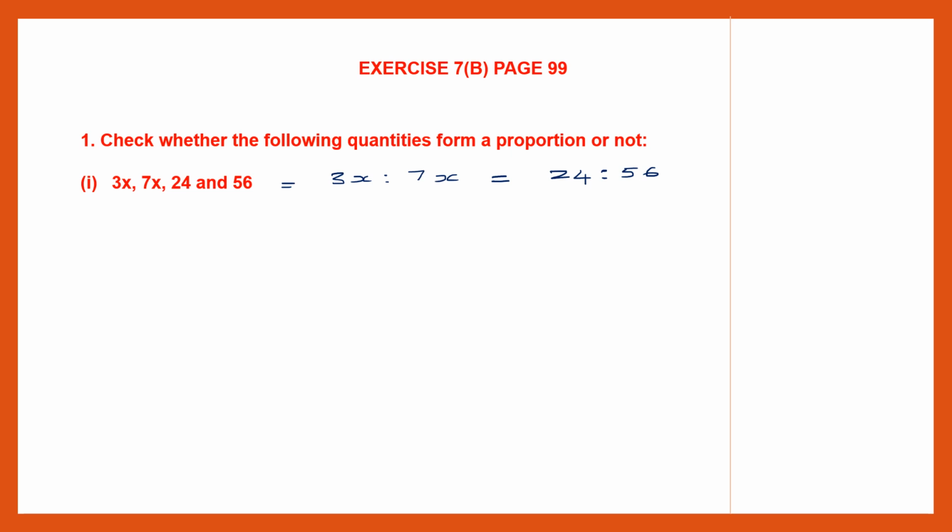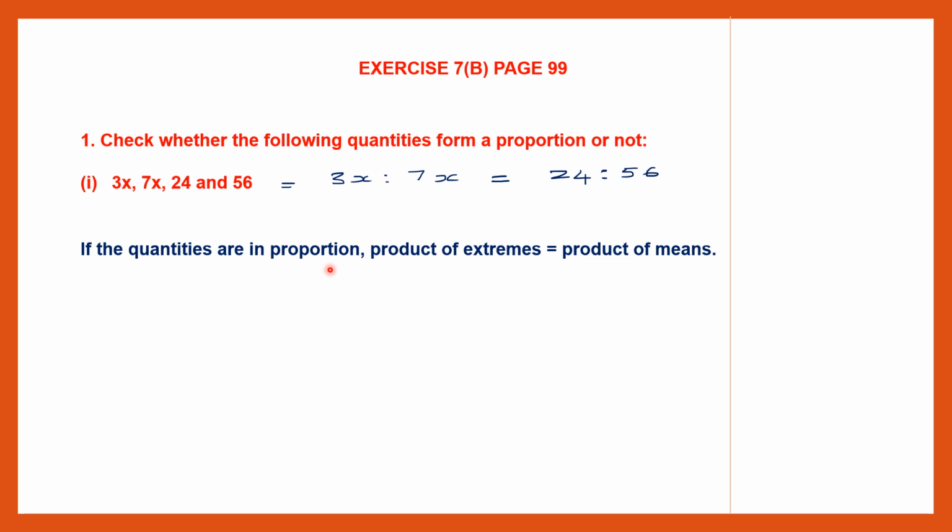And in a proportion, there are four quantities, isn't it? The first quantity is called the first term. This is the second term, this is the third term, and this is the fourth term. Now the first term and the last term are called extremes. And the second and the third are called the means. Now, if the quantities are in proportion, then the product of extremes will be equal to the product of means.